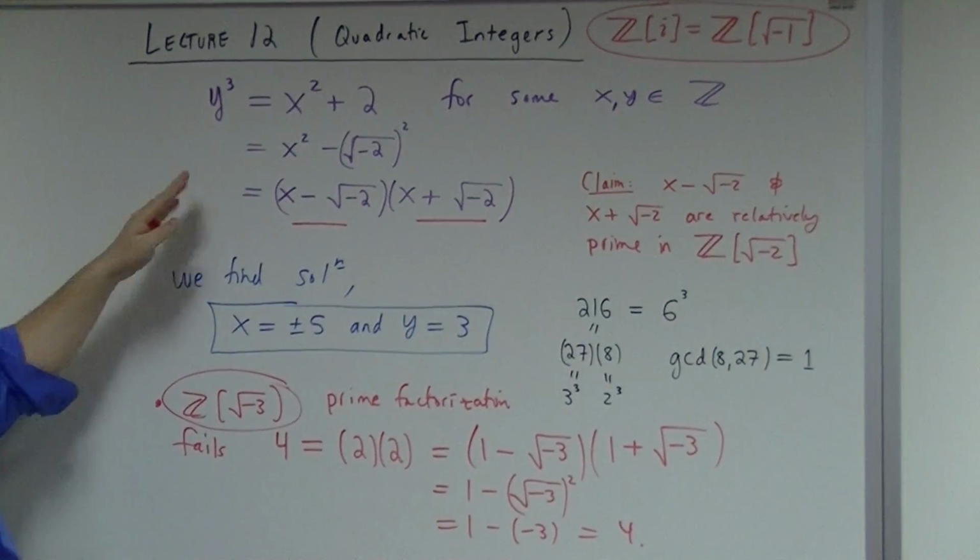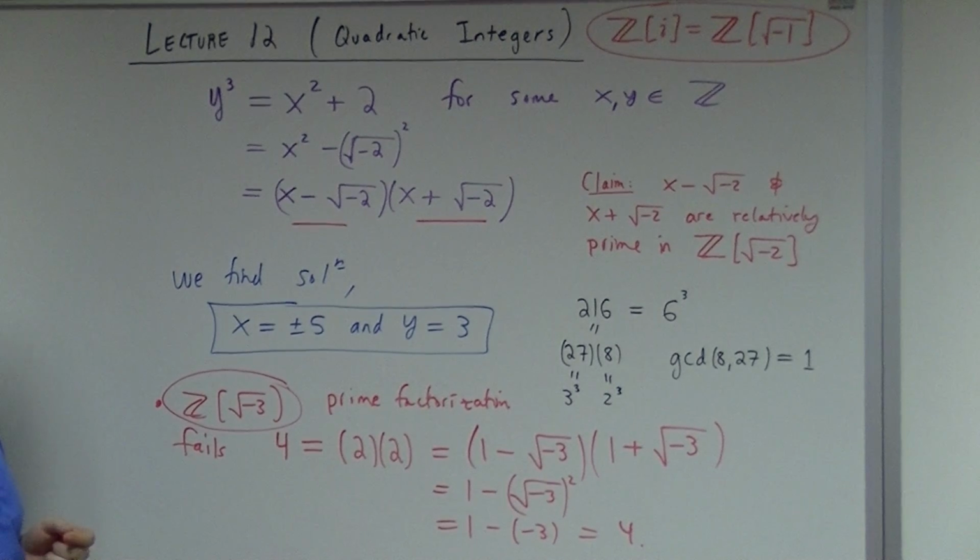These, you know, Z adjoin the square root of minus 2, as far as I know, doesn't have a name, except Z adjoin the square root of minus 2. It's kind of an annoying name, but a name.